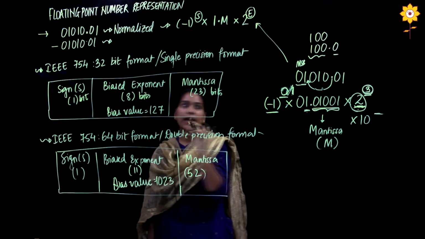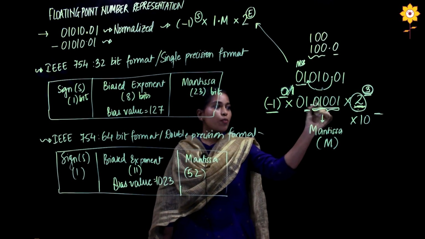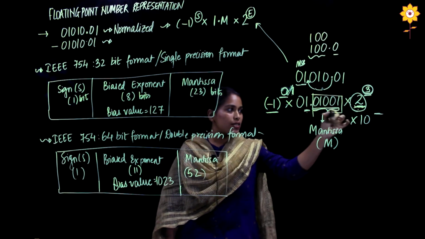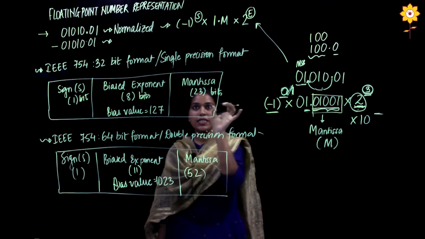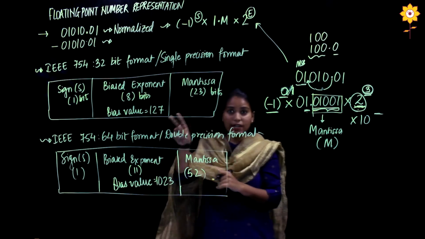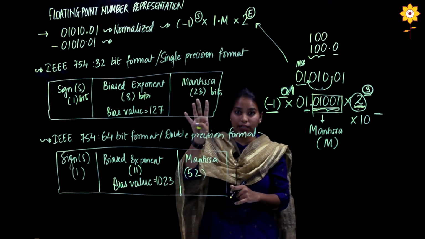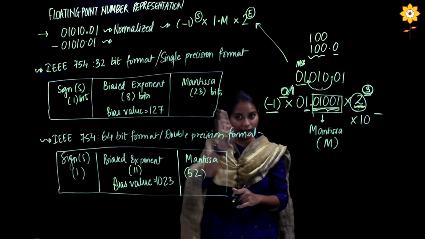Then we have this mantissa. The mantissa is only the part after the decimal point. So we take this mantissa and we put it over here. There are a total of 23 bits assigned, so we can represent that in 23 bits.